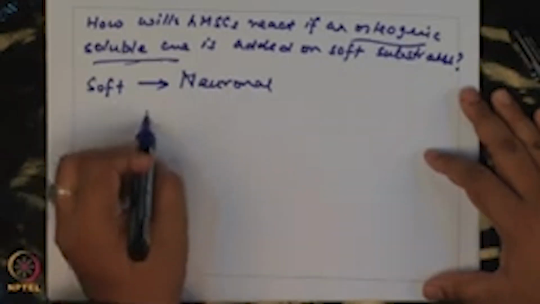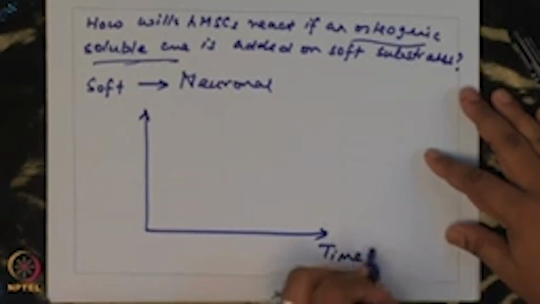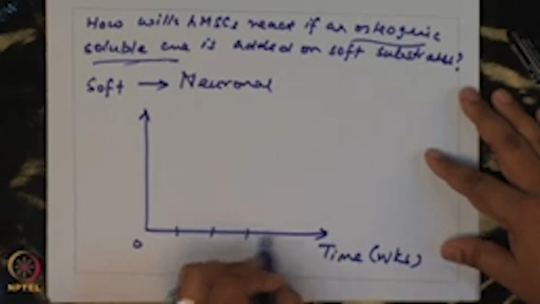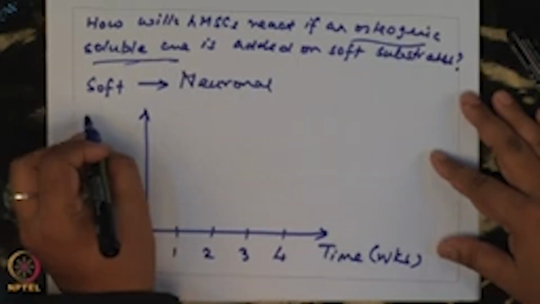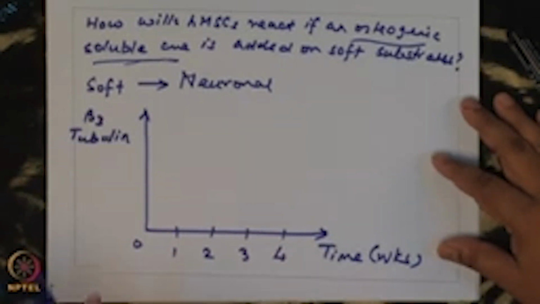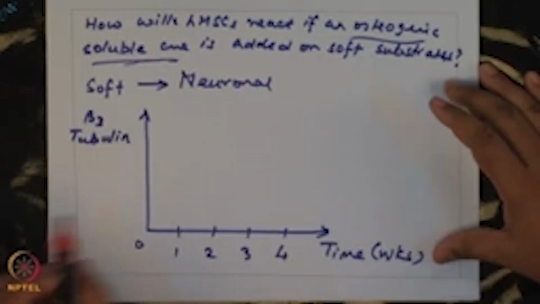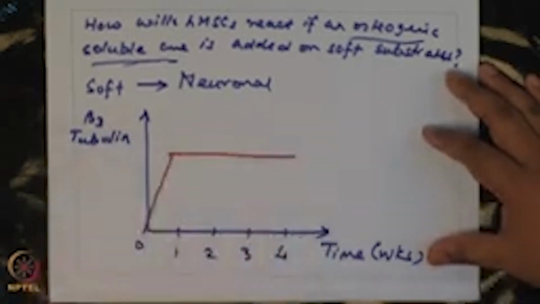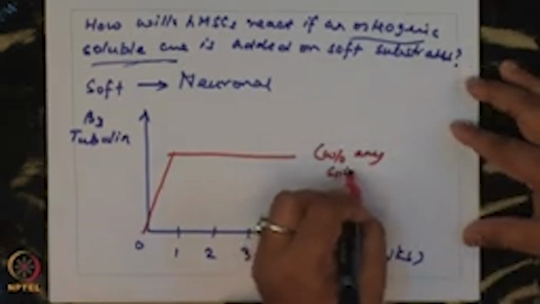Okay. So, what the study demonstrated, okay, so this is time in weeks, and you have a 4-week span. Okay. If you were to track beta 3 tubulin, which is a neuronal marker, okay, so what the authors observed was the neuronal marker increased in a span of 1 week and stayed flat. So, this is without any soluble cue.